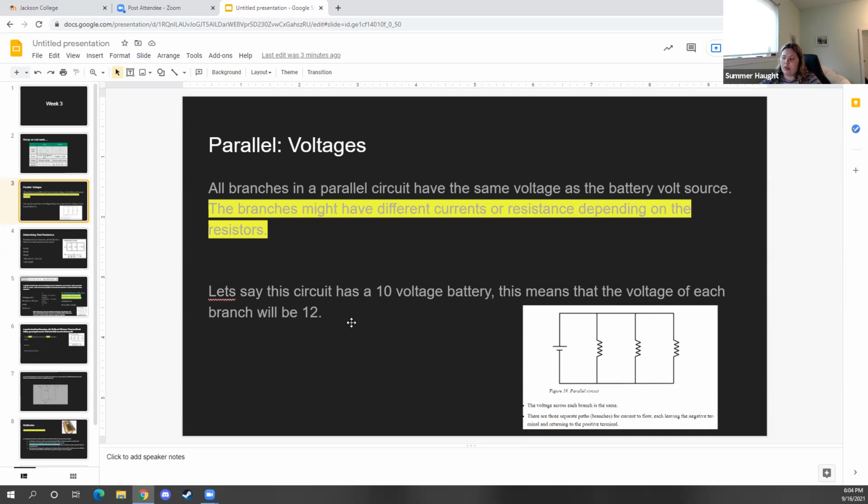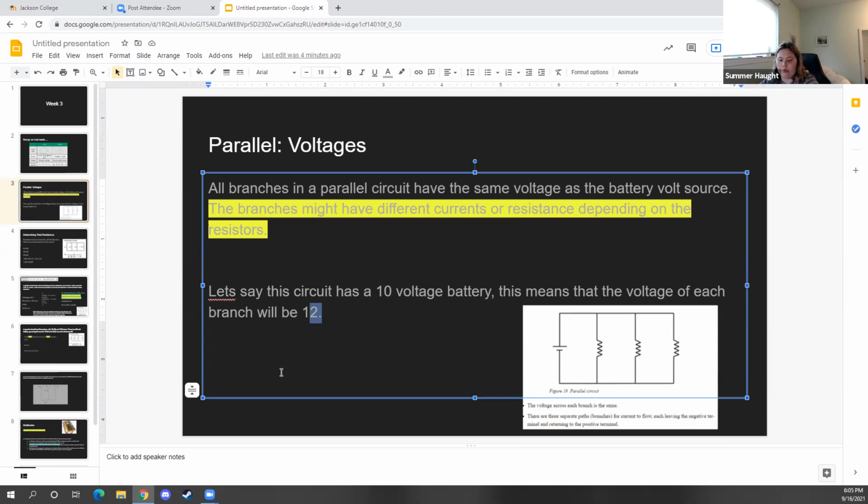The other important thing here is, let's say that we have a circuit that has a 10-volt battery. That means that the voltage of each branch will be 10. That's the only thing there too: whatever your initial voltage is, your initial voltage and your final voltage are always the same.